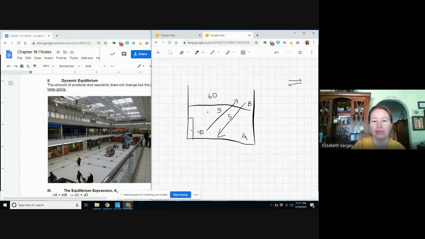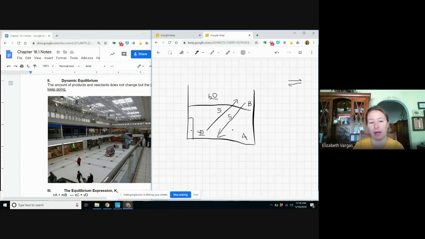So if 5 people go up, this goes down to 35, this goes up to 65, but then 5 different people come back down, and this would go back up to 40, and this would go back down to 60. So this balance of the rate is what makes it equilibrium. And the dynamic part is it's not the same 40 people that are here, and it's not the same 60 people that are here. The people on each floor are changing.